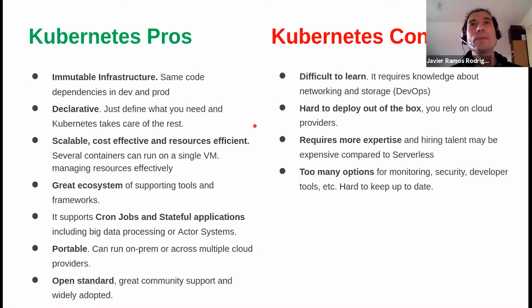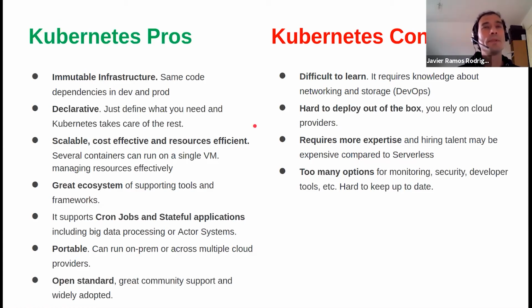The main problem of Kubernetes is that it's difficult to learn. Kubernetes is not easy. It requires a lot of knowledge from a true DevOps culture. Basically, you need knowledge of networking, you need knowledge of storage, you need all this operational knowledge, but also the development. It's hard to deploy it out of the box. So even if you can do it on-prem, and there are solutions like Red Hat OpenShift, either they are expensive or then you need to rely on cloud providers.